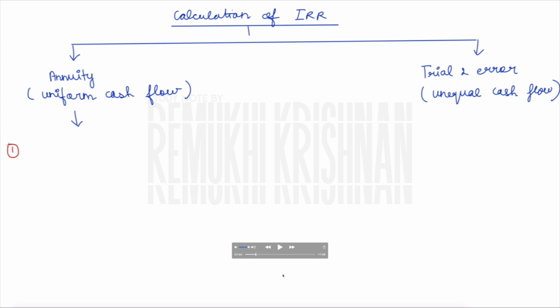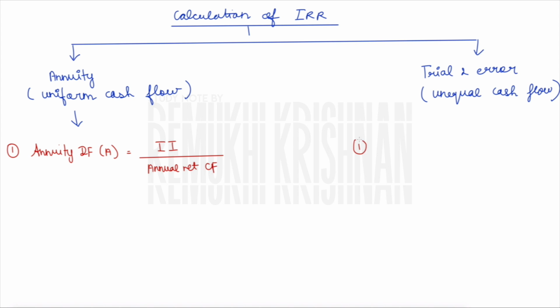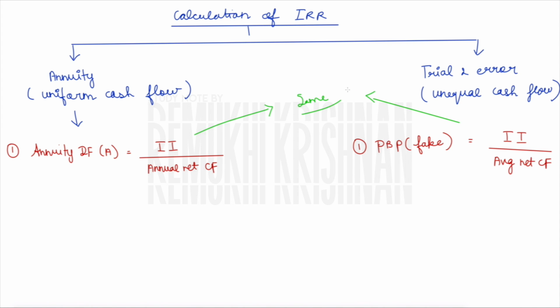Okay, let us see the steps under the annuity method. First step is you are going to find the annuity discount factor, say A. The formula is nothing but initial investment divided by annual net cash flows. And again, under the trial and error method, the first step is you're going to find the fake payback period, whose formula is initial investment divided by average net cash flow. If you have a deep look into it, these two formulas are the same, guys. That is, either method, you're going to start the sum with the same formula.